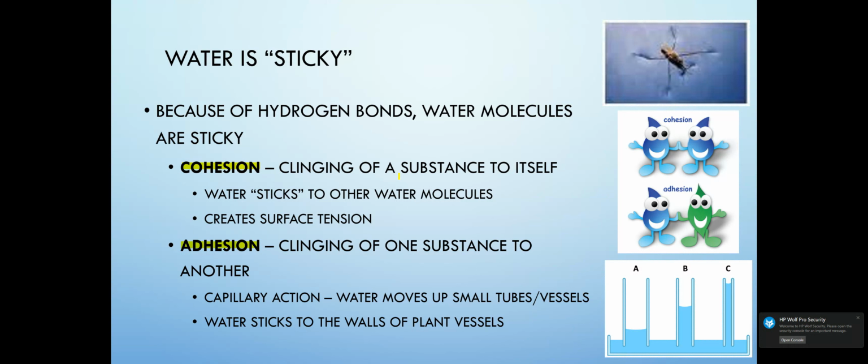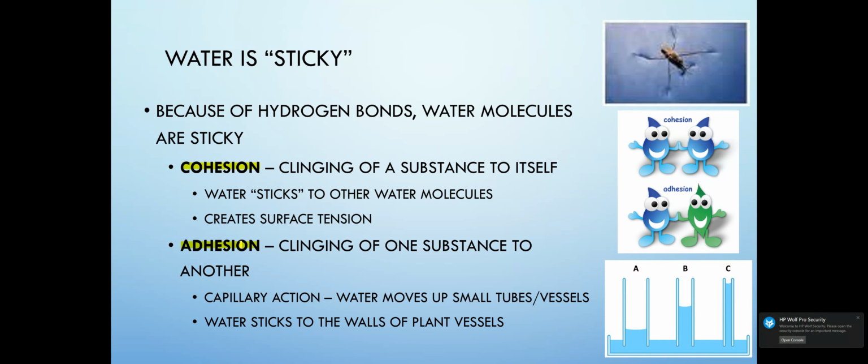Now, once we added soap, it actually decreased that surface tension and the water ran off more easily. But when water sticks to itself, it does create this surface tension. And that's why, like, bugs can sit on top of water. You can float a paper clip on top of water if you evenly distribute the weight. And so water sticks to itself, creating surface tension.